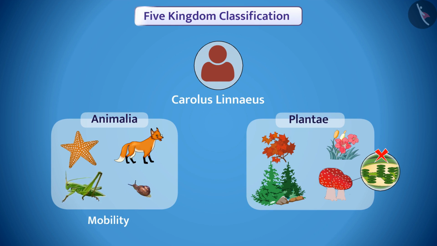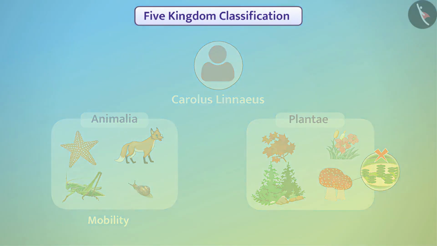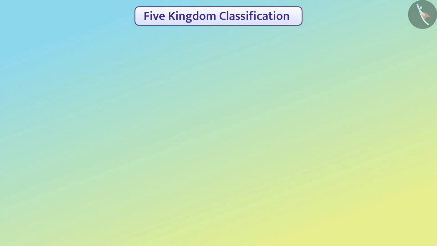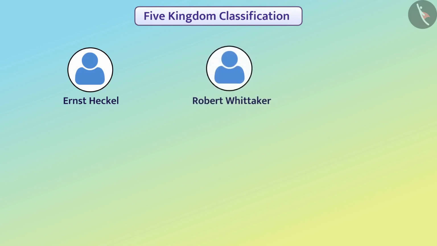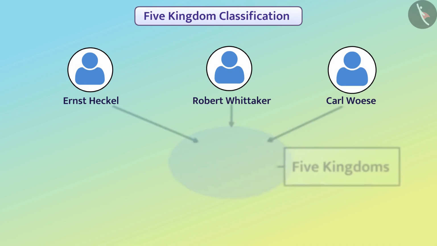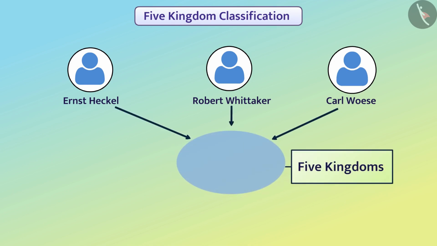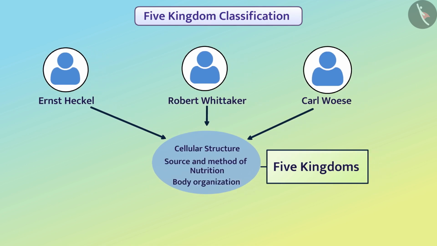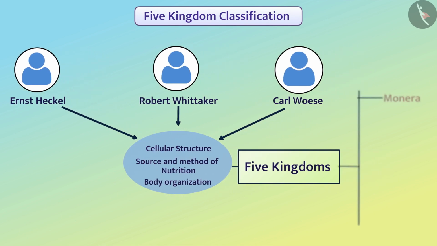Out of them, the 5-kingdom classification is most popular. Let us understand it. Scientists named Ernest Haeckel, Robert Whittaker, and Carl Woese divided all living organisms into 5 kingdoms based on cellular structure, sources and methods of nutrition, and body organization, whose names are Monera, Protista, Fungi, Plantae, and Animalia.